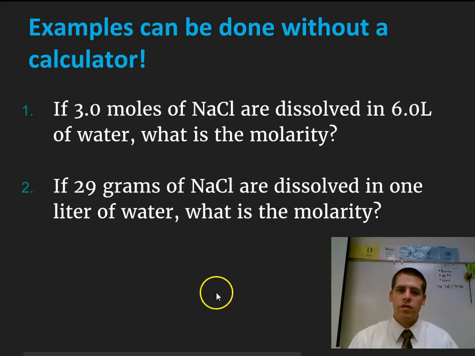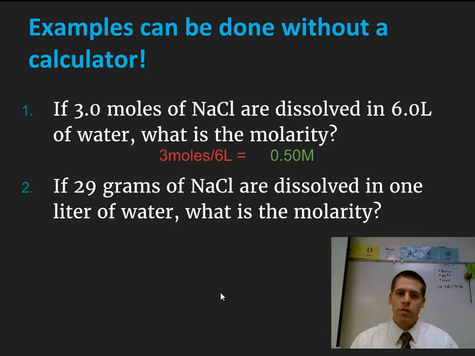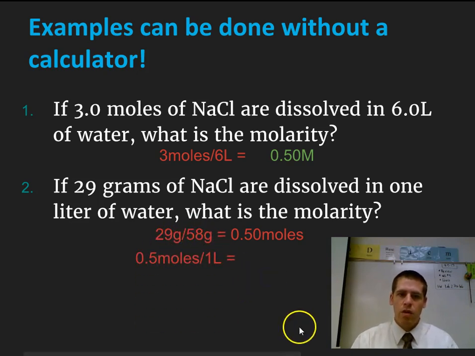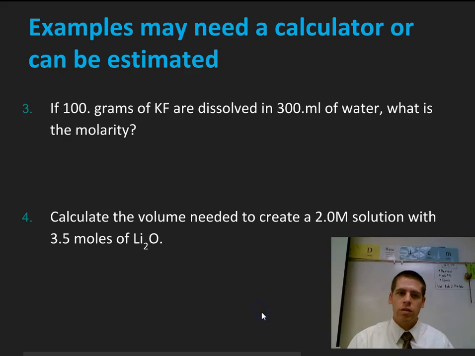If we have 3 moles of sodium chloride dissolved in 6 liters of water, what's the molarity? This can be done without a calculator. 3 moles per 6 liters would be half of a mole for every liter. So 0.5 molar is how you would say that. If you're given grams, it's the same thing, but you first have to convert to moles. 58 is the molar mass, so 29 divided by 58 is a half a mole. Half a mole in 1 liter would also be a 0.5 molar solution.